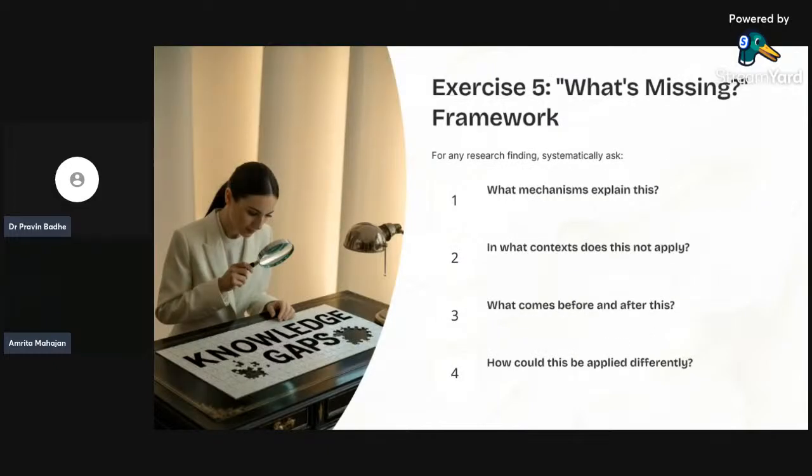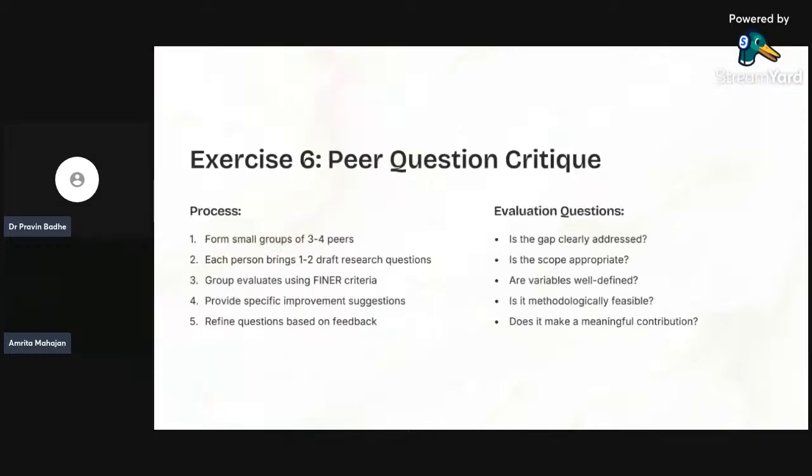The next is exercise 5, what's missing. What mechanisms explain this? In what context does this not apply? At first you will see what it is applying to and what it's not applying to. What comes before and after this? How could this be applied differently? Is there any scope of using this in a different field as well? So you need to go through that as well.